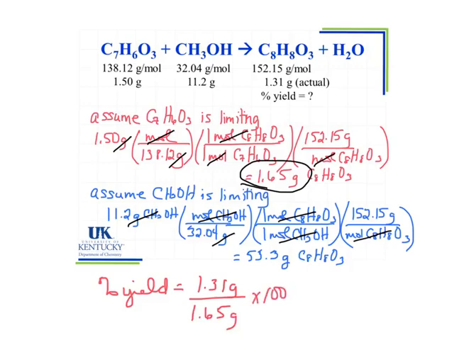And we always want to use the smaller amount because once I run out of my salicylic acid, I can't make any more of the product regardless of how much methanol I have. So I always have to look for the one that produces the least amount of product. And now I can do the calculation, and I see that my percent yield is 79.4% yield.